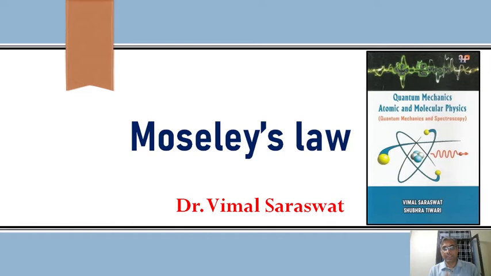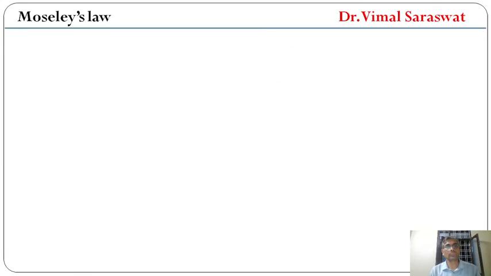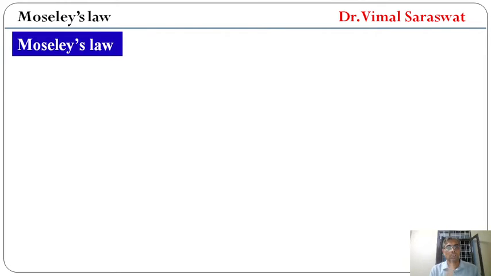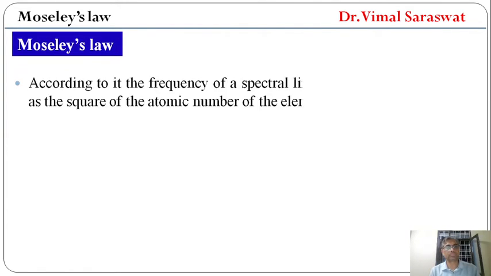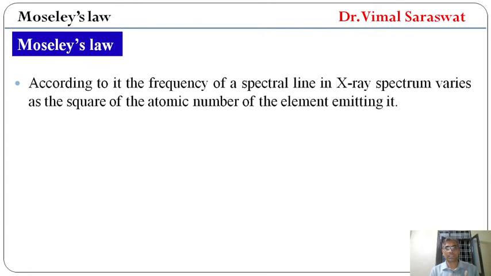Today we will discuss Moseley's law. Now, what is Moseley's law? According to it, the frequency of a spectral line in the X-ray spectrum varies as the square of the atomic number of the element emitting it.